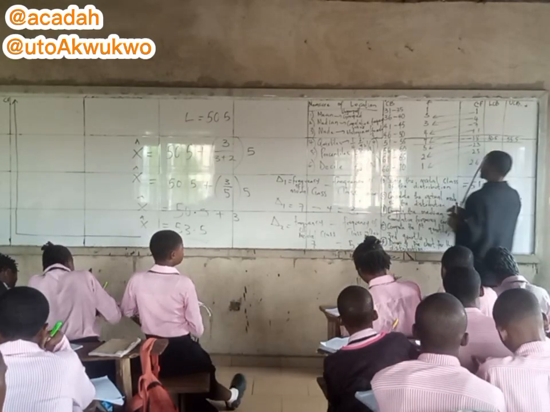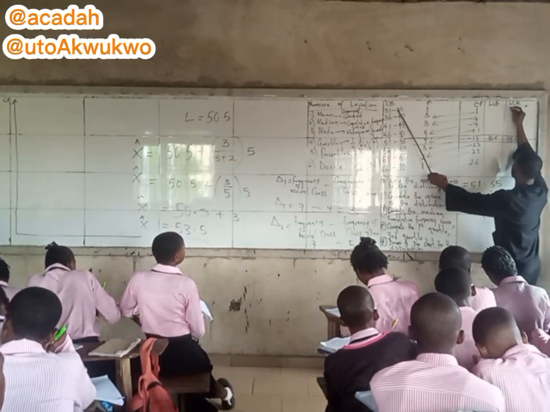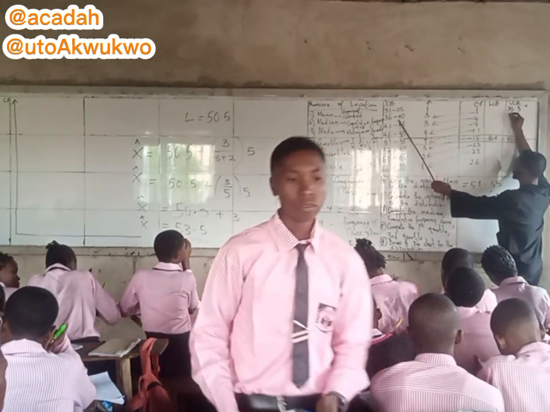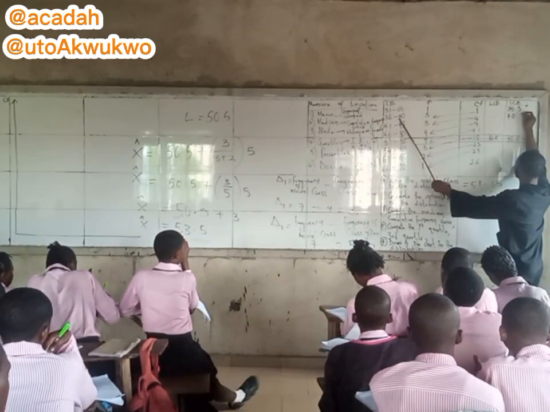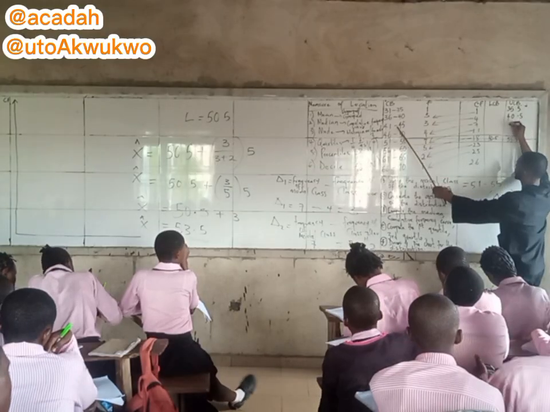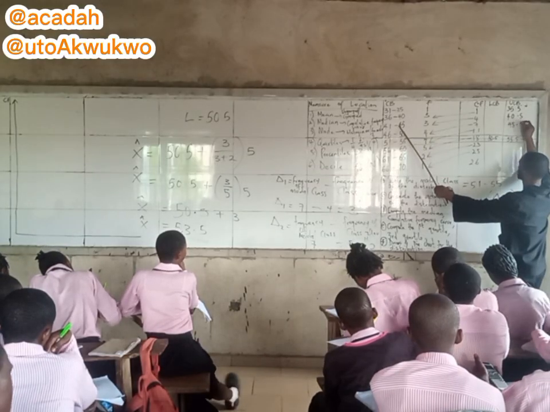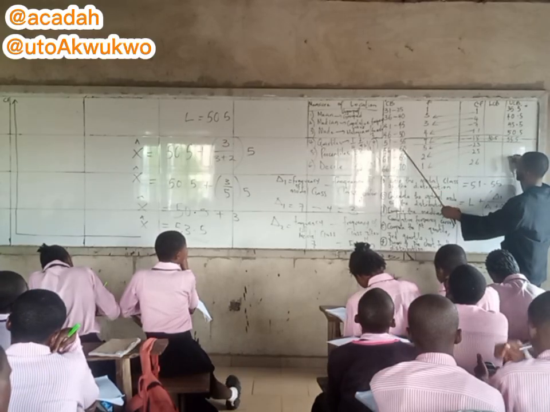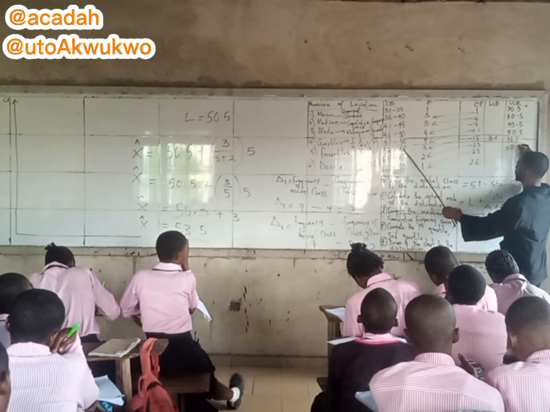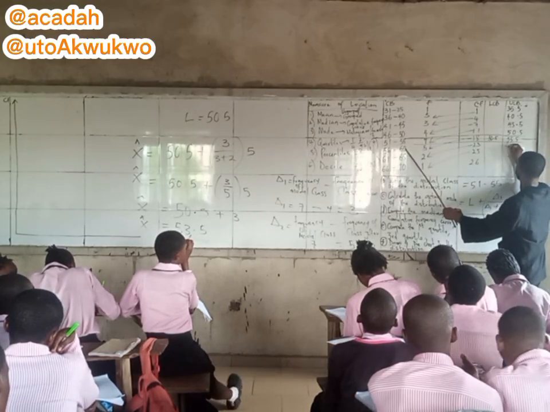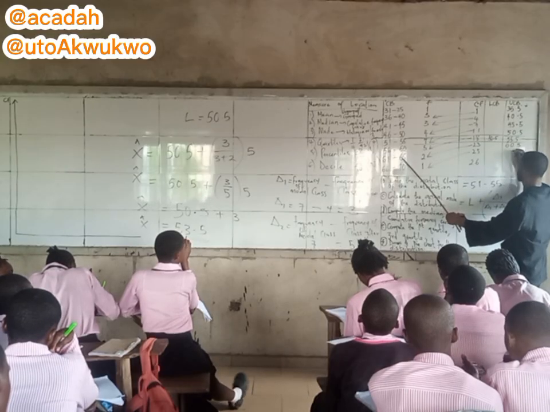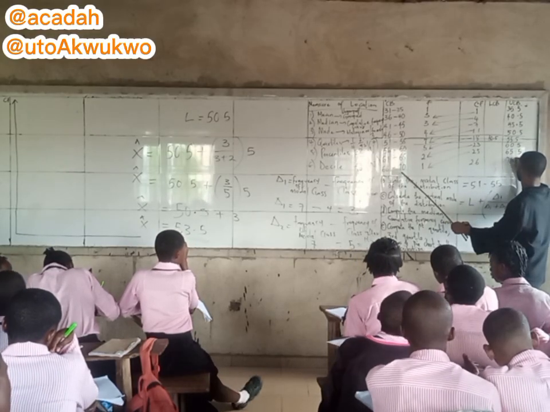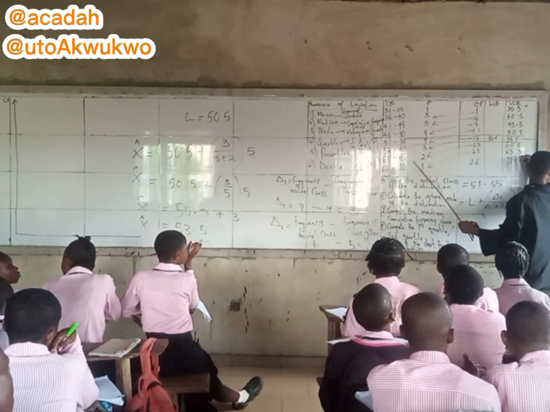Let's draft it. The upper class boundary of this class will be what? 35.5. This one will be 40.5. Make sure you are following me to do it. This one will be 45.5. What about this one? 60.5. What about this one? 65.5. 70.5.